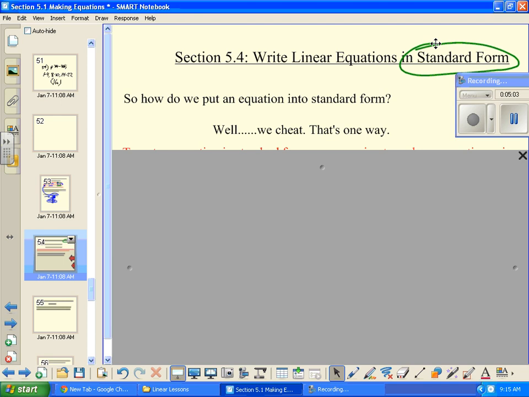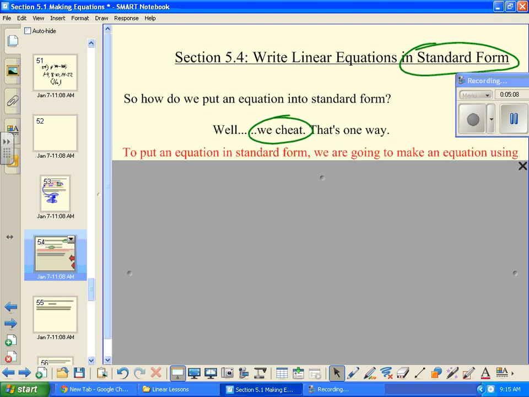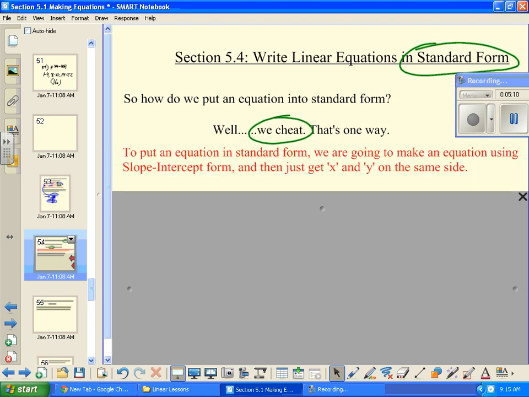How do we do it? Well, one way is we just cheat, actually. We take an equation and make an equation in slope-intercept form, and then just change it into standard form at the end, which is pretty much what I have in red here. And if you're a student following along, taking notes, I want you to write that down. Today, when the problem says put an equation into standard form, we're going to put it in standard form at the very end of the problem.